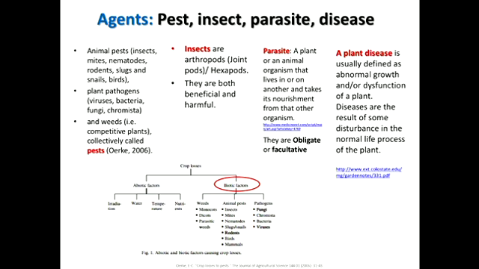So in total, if we divide total crop loss by two factors, one is biotic factors and another is abiotic factors. We will not be discussing the abiotic factors. Our target would be to discuss the biotic factors. And the stress caused by those biotic factors is called biotic stress.